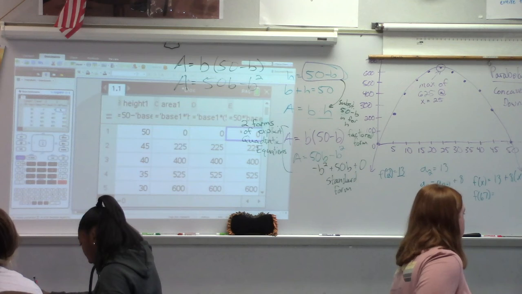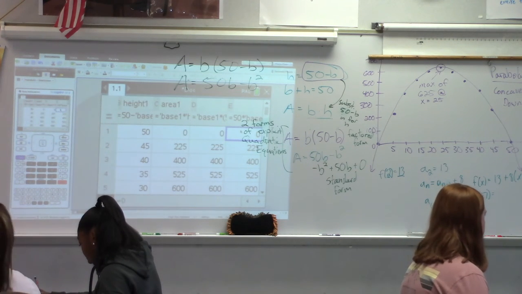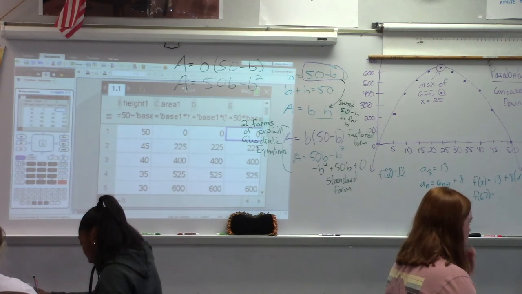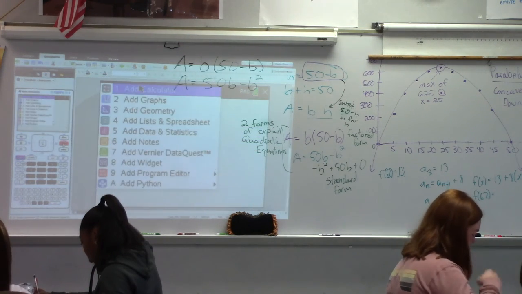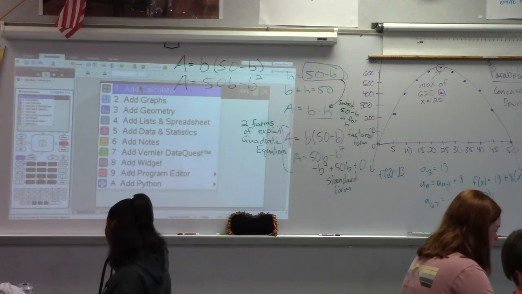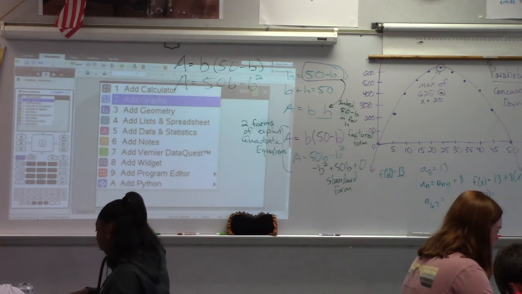So there's only two things left. One of them will be super quick. Make a new page so that we can graph something. So add a page, and I'm going to go to graphs. There we go. Nice and straightforward.